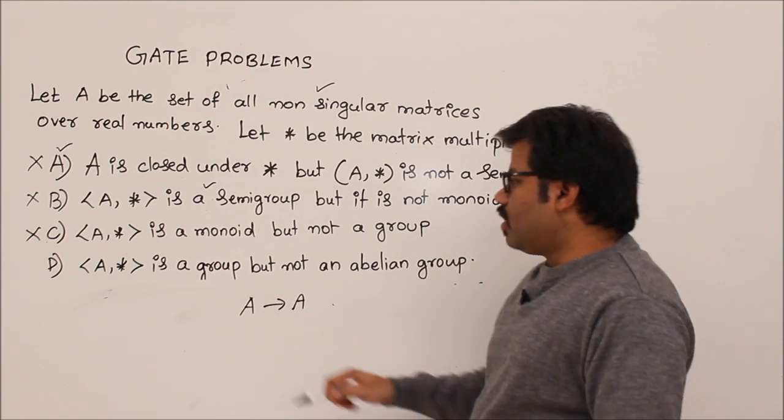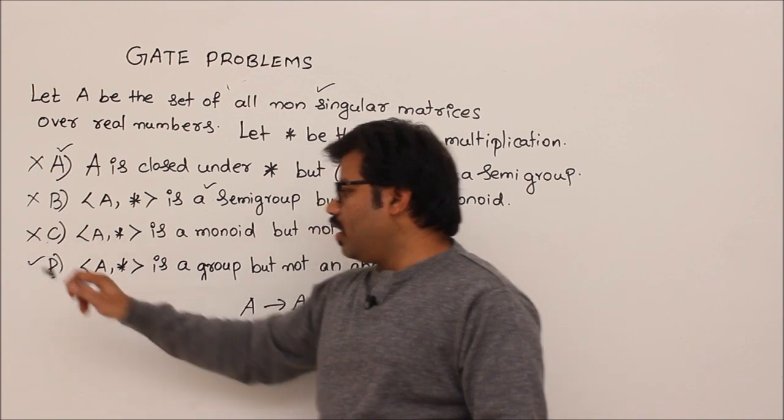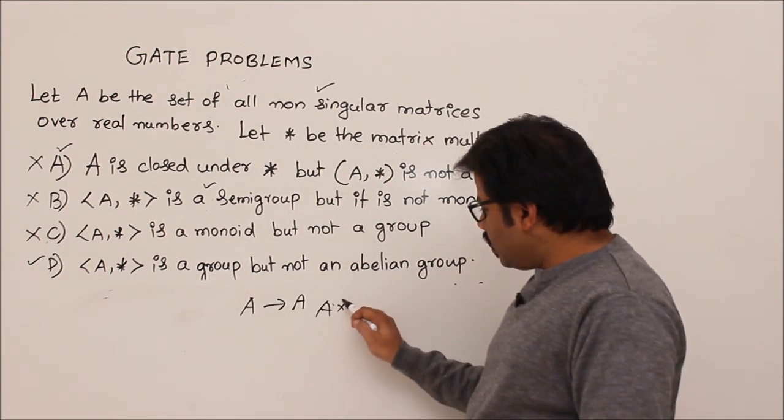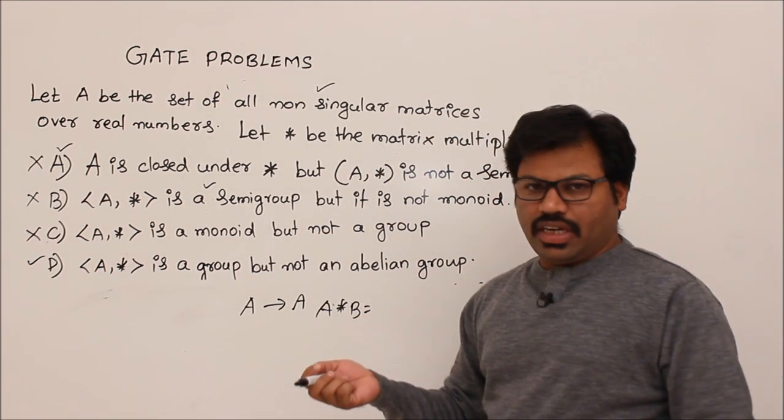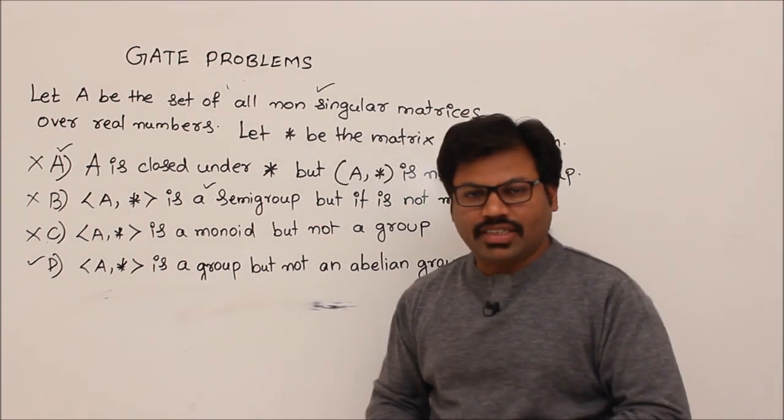Directly come to this option D. A star is a group but not an abelian group, right? It is not abelian because matrix multiplication is not commutative. We know that, correct? So that's the reason I can easily say that option D is the correct choice.